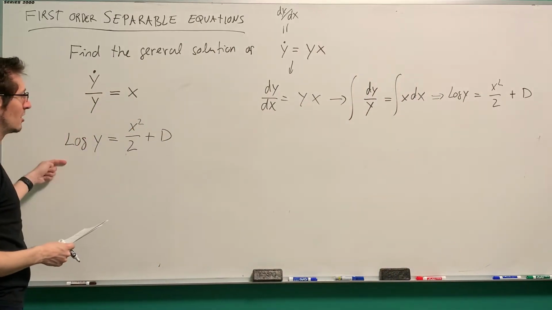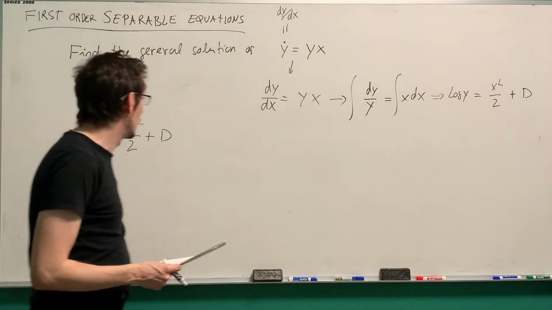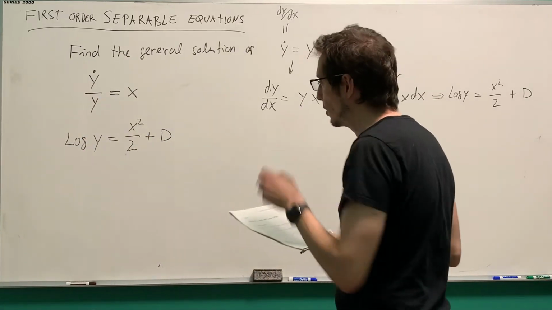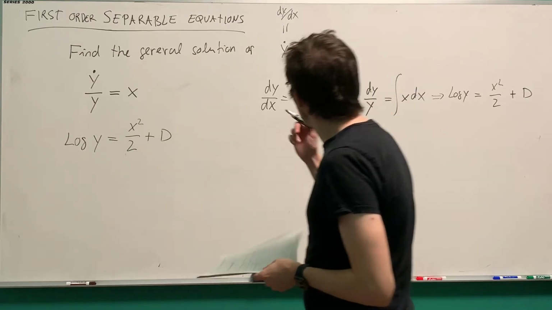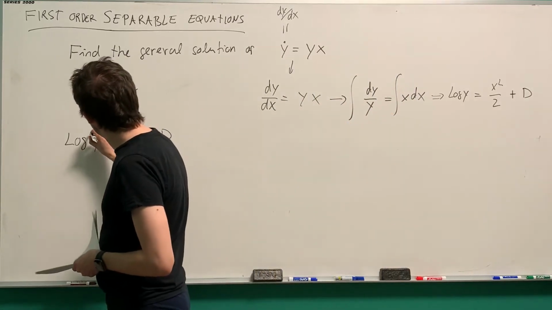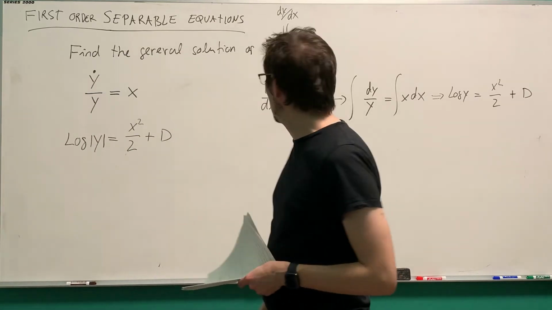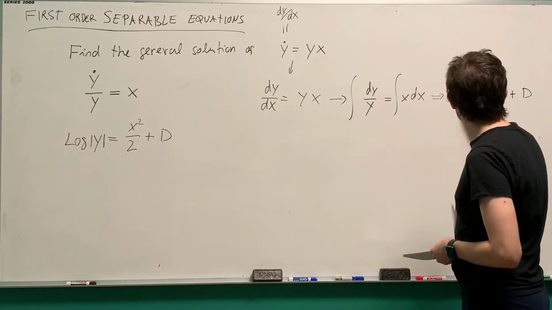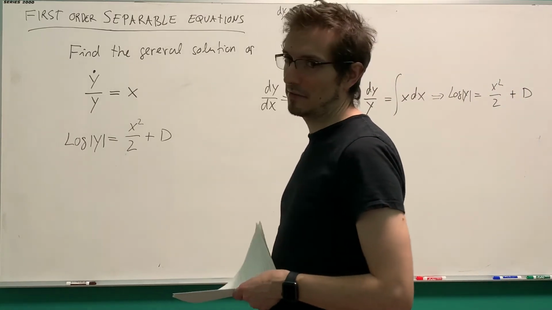This integral gives me the log. This integral gives me x squared divided by 2 plus d. All right, nice. So what do I do now? Now, if you remember properly, this only gives you the absolute value of y. So in fact, this is the log of absolute value of y, okay? Let's just keep that in mind for now.